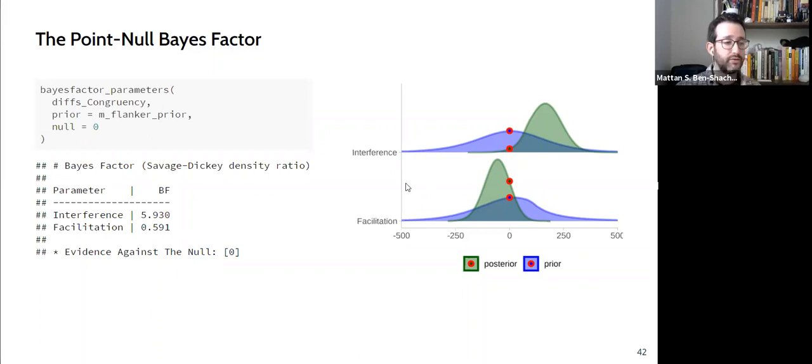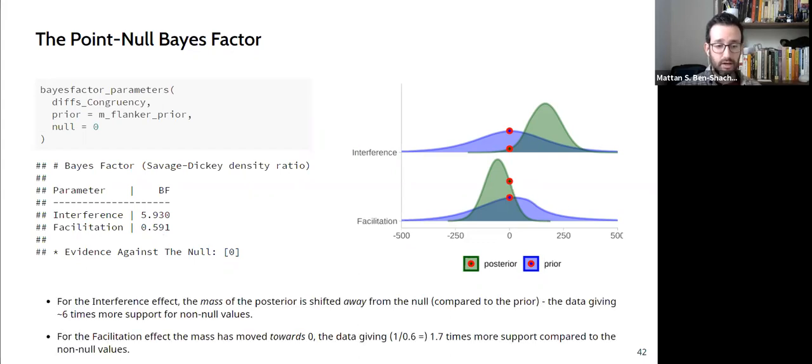Now it's just one value. Whereas for the facilitation effect, we have a Bayes factor of 0.59. We can see again that the null value became more probable. And this is again what I said.